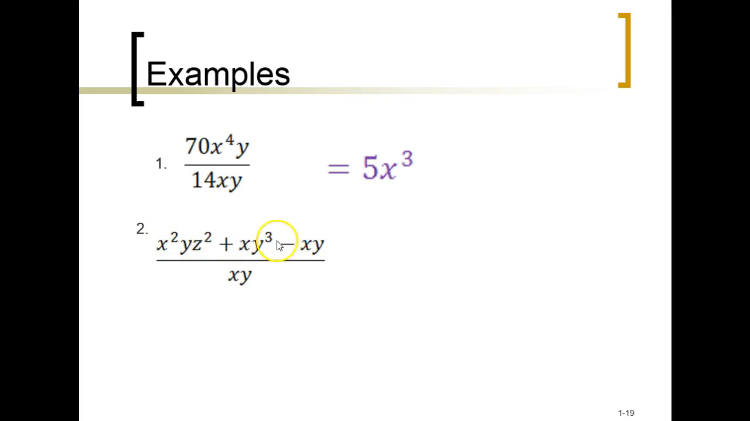Now this type, because we have a multinomial divided by a monomial, we want to make sure that we write each term in the numerator over the common denominator, the monomial in the denominator. So there we go. And now we just treat each one of these the same way we treated the one up here, doing division, canceling out whatever can cancel, subtracting exponents where bases are the same. So I'll let you write that down. Maybe pause the video and try to simplify this one yourself.